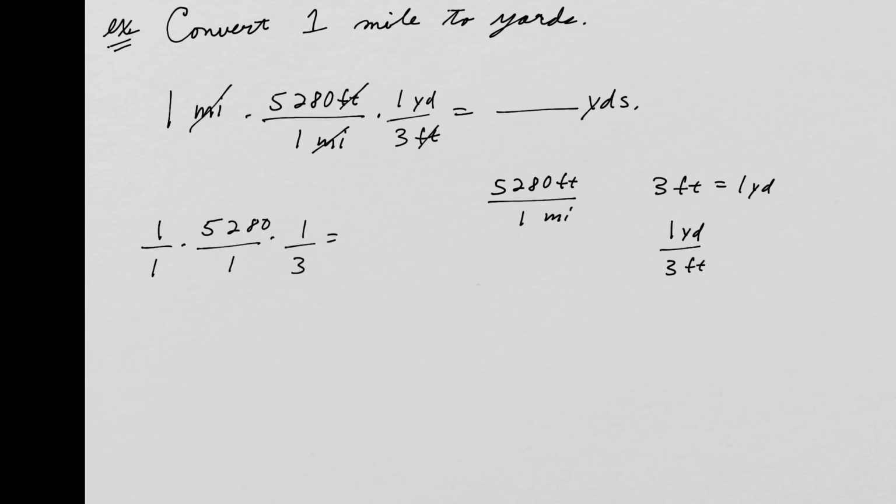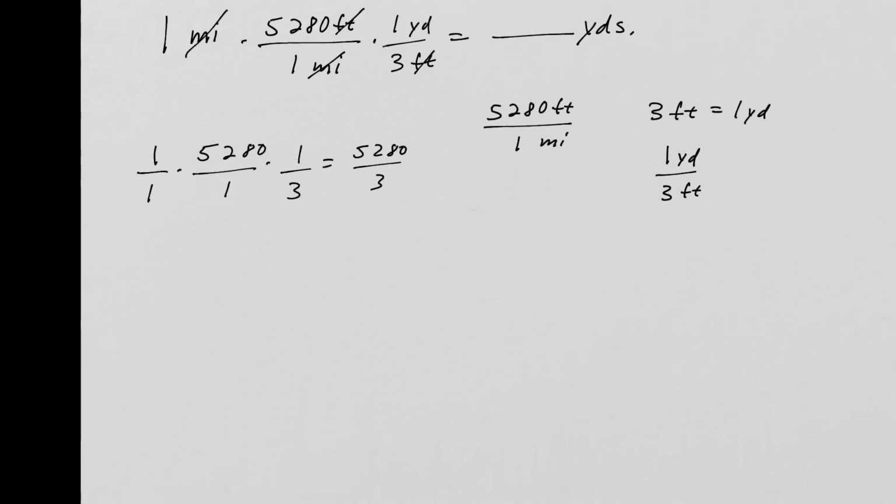So I don't know how many times 3 goes into 5280. Does it go in? Yeah, remember the quick way of telling: if we add up the digits, 5 plus 2 plus 8 plus 0, we get 15, and 3 goes into 15, so 3 must go into 5280. So this is going to be 5280 over 3, but let's divide it to figure out exactly how many times it goes in.